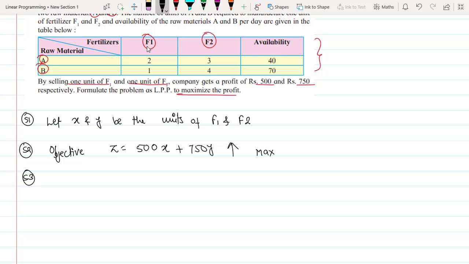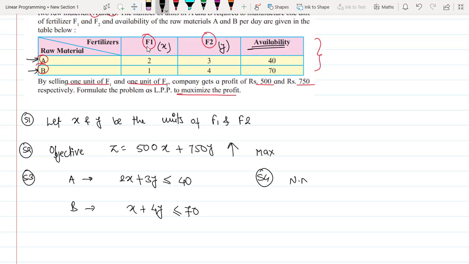The constraints. The constraints you will see in A and B. So for A, what is the constraint? It requires 2x plus 3y. It is, of course, not equal to. Here there is x, here there is y. This is the maximum availability, so it should be less than or equal to 40. And for B, you will have x plus 4y, which is again less than or equal to 70. So step number 4, the last, is the non-negative constraints, which is x is 0 or positive, y is 0 or positive.